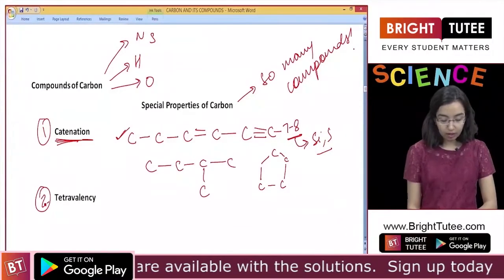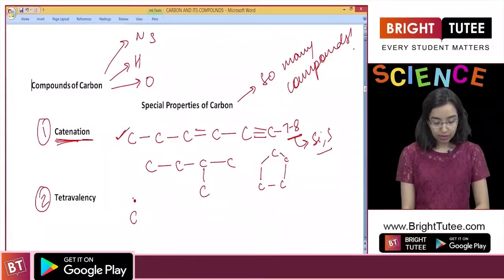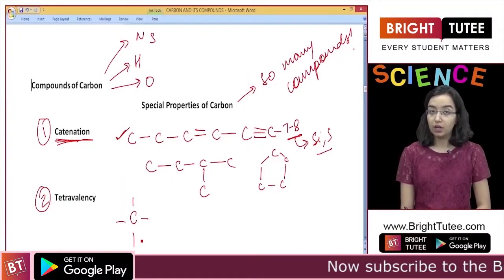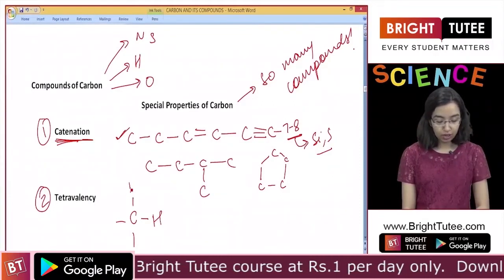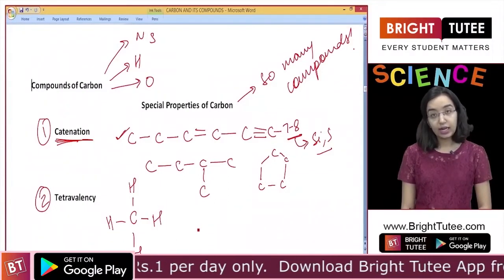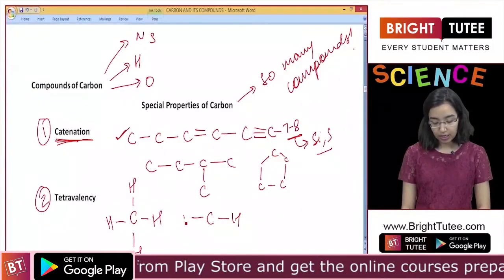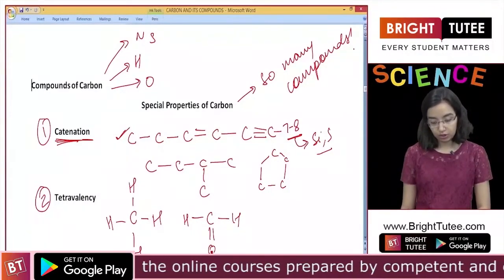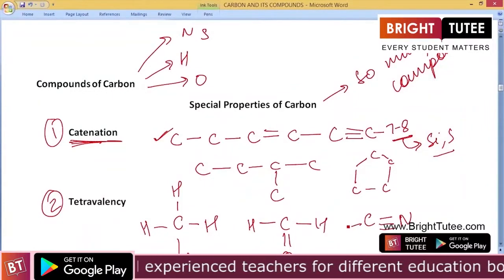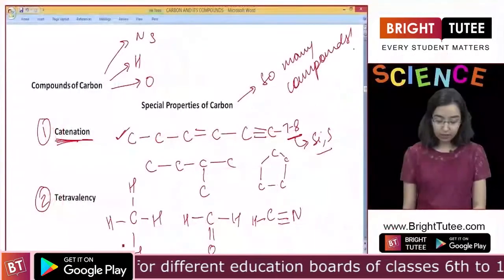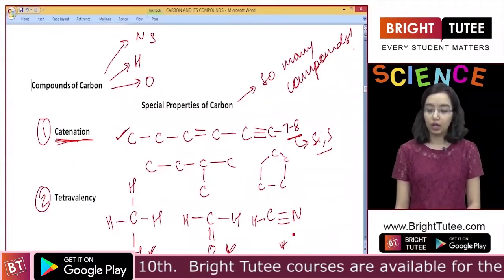The second property that gives carbon this special feature is tetravalency. Now, carbon has a valency of 4, which means carbon can attach to 4 monovalent items. By monovalent, I mean elements which have valency of 1. So it can attach to hydrogen, right? It can attach to divalent elements, that means things with valency 2. So for example, here's a carbon which has hydrogen on 2 sides. It can form a double bond with oxygen. It can also form a triple bond with elements which have a valency of 3. So because of the tetravalency, it has a lot of opportunities to combine with monovalent, divalent, and trivalent elements.